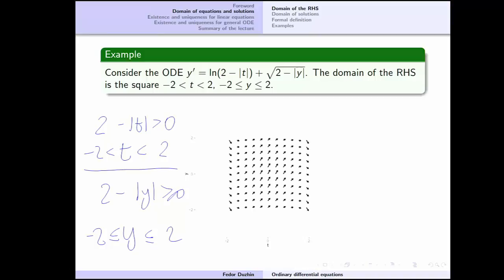So in other words, geometrically it's a square, but it's a bit of a strange square. So here, when t is minus 2 and 2, these parts are not included, but these parts are included.